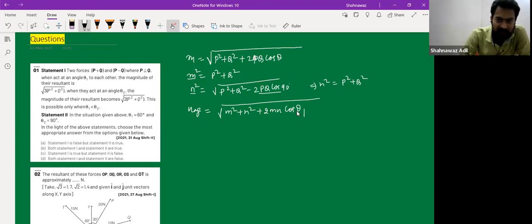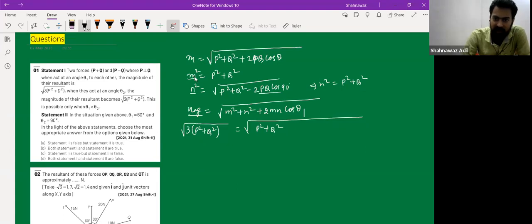θ1, right? Right, guys? So this magnitude is, yes? Yes. And the magnitude is given, which is 3 root over p square plus q square, right? So M square is what? P square plus q square.